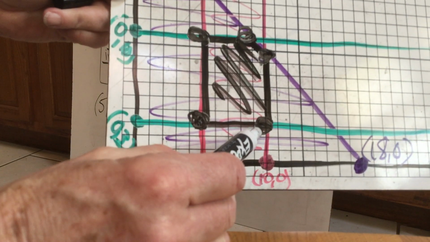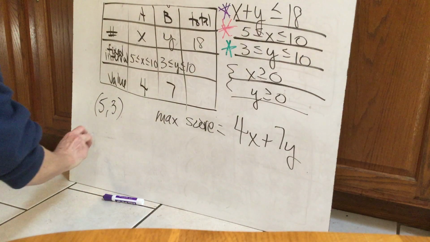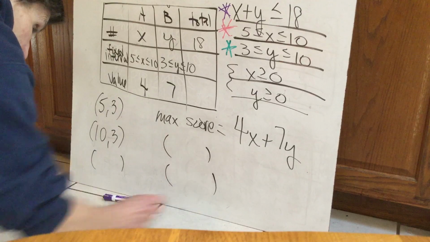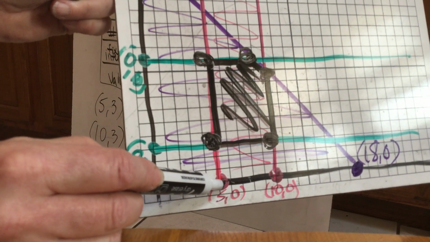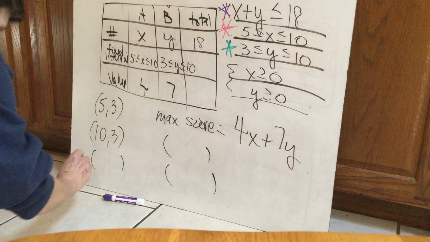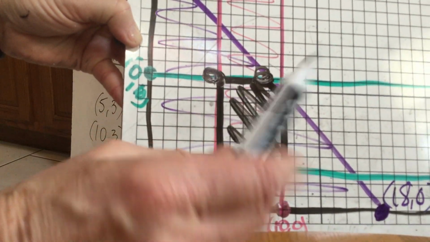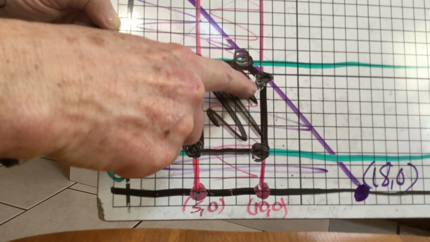Similarly, this one is super simple because it is over 10, up 3. One more super simple one right here. This one's over 5, up 10. So this is the point 5, 10. Now, these two aren't quite as easy, but they're sort of easy. Because let's look at this one right here. Are you looking where my marker is? Right here, that guy right there.